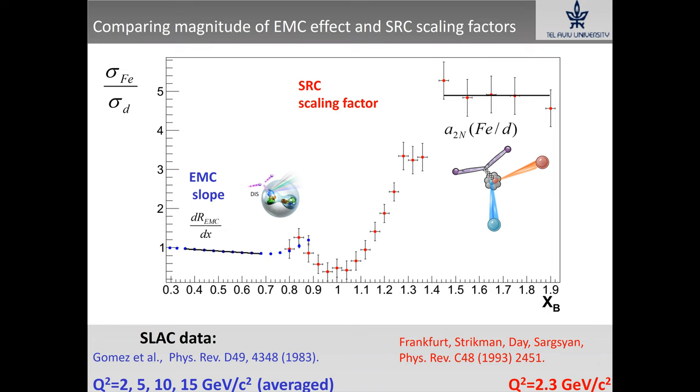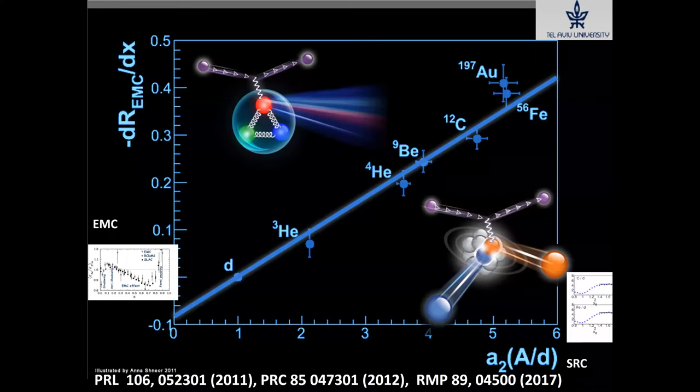this is the data. But then let's look at it in this way. What you can see here is the size of the EMC effect, the slope that we measure at small x, versus the number of pairs that you identify, which is the level of how much the plateau is above x bigger than one. And you can see a beautiful correlation over the periodic table between these two quantities, between the size of the EMC effect and the amount of short range correlation pairs.